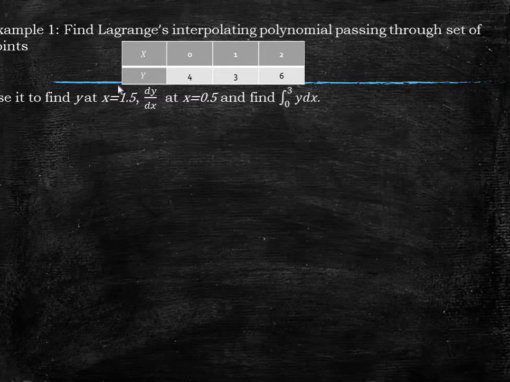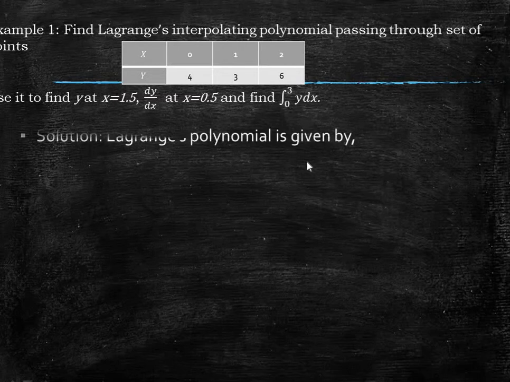So the example is like that. Find Lagrange's interpolating polynomial passing through the set of points x equal to 0, 1, 2 and y given as 4, 3 and 6. Use it to find y at x equal to 1.5 and dy by dx at x equal to 0.5, and find the integration from 0 to 3 of y dx.